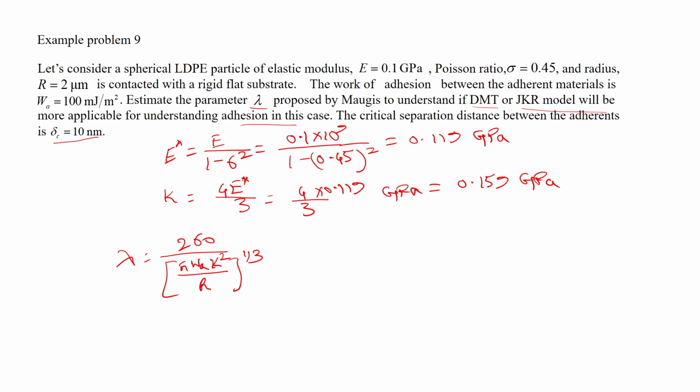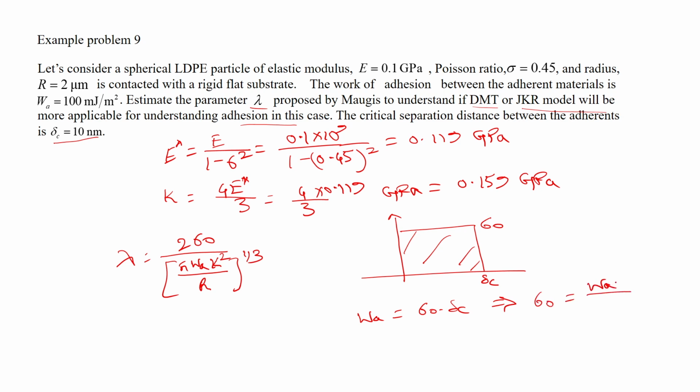Here sigma 0 has not been given; what is given is delta c. So, how do we find sigma 0? Moses essentially used the Dugdale model, in which, as the separation distance between the two surfaces increases up to delta c, the stress remains constant at sigma 0, and the area under this curve is the work of adhesion, W A. Therefore, W A is equal to sigma 0 into delta c, which gives sigma 0 equal to W A by delta c.